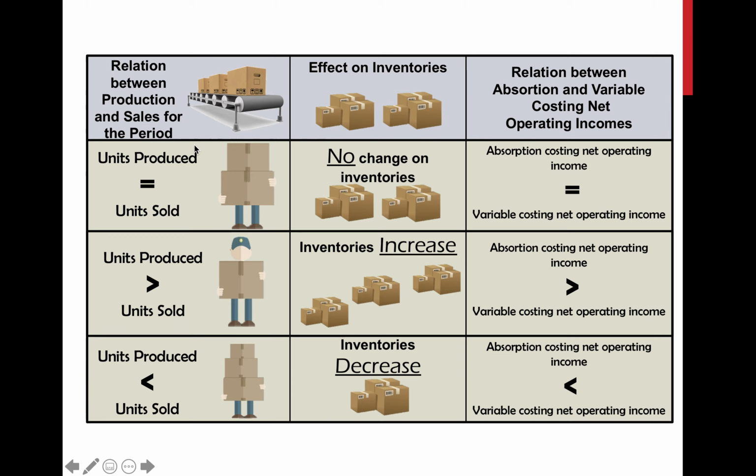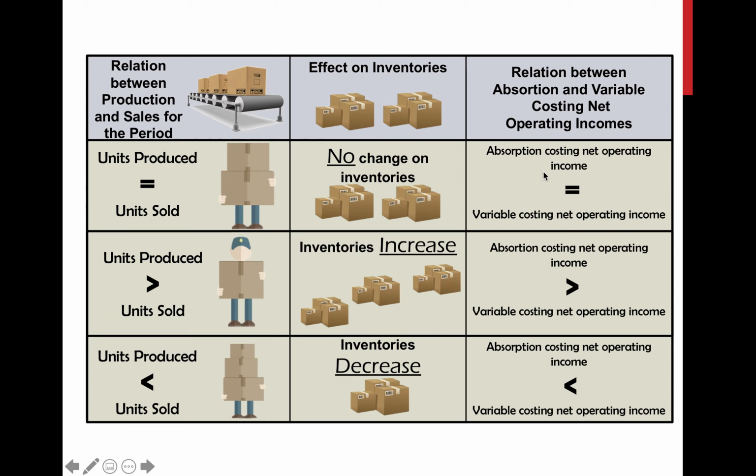If you produce the same amount of units that you sold, you don't have any change in inventories. For example, I start my month or my year with 10 units in my inventory. I produce 100, I'm selling 100, so I have at the end the same 10 units as at the beginning, right? Because the ones that I produced are added to the inventory, the ones that I sold are deducted from the inventory, so at the end you have the same inventory, okay?